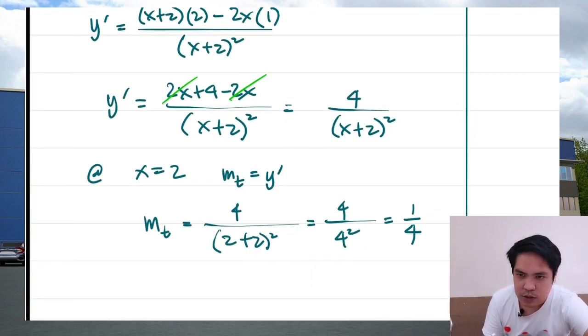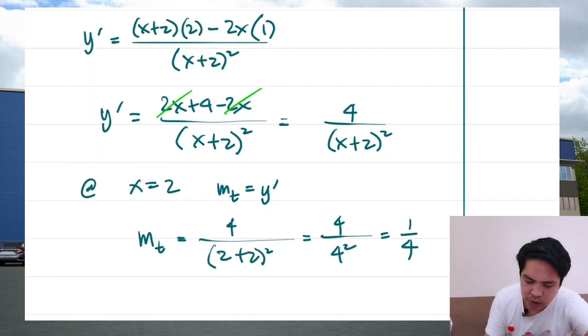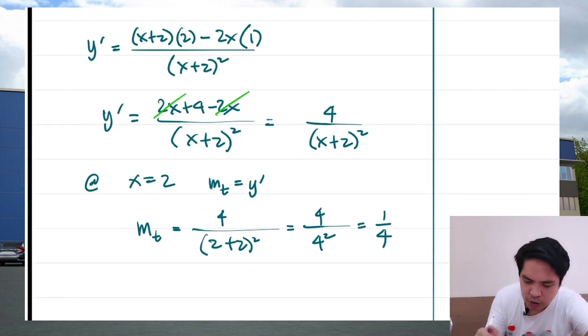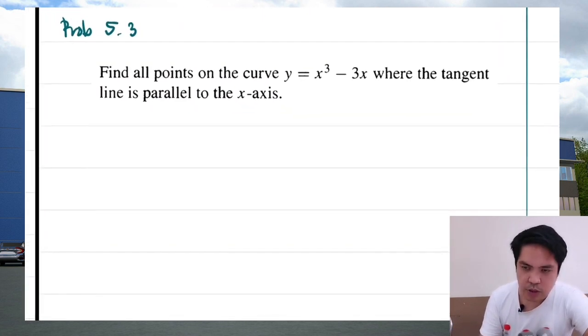Okay? So pwede natin kunin yung point of tangency, I mean the equation of the tangent line at that point when x is equal to 2. Pero ito lang yung pinapakuha. So ito lang kunin natin. Ganyan lang siya kadali. So now let's proceed to this problem.